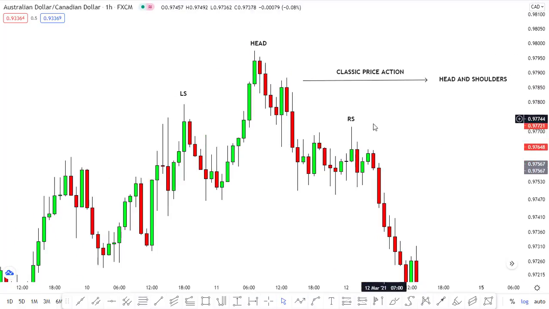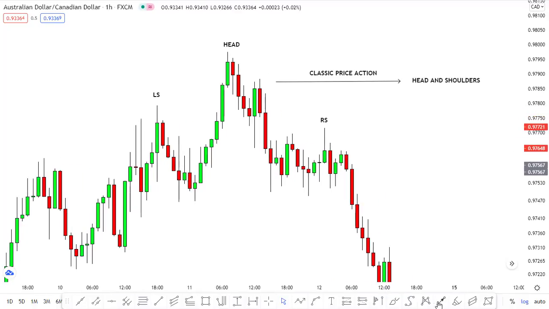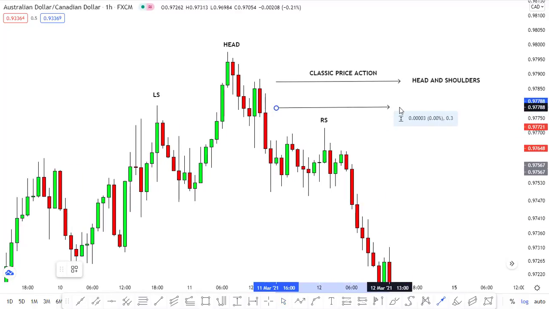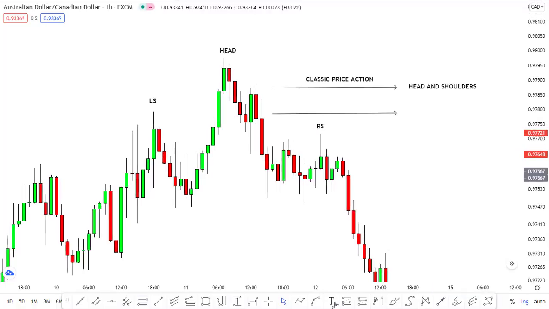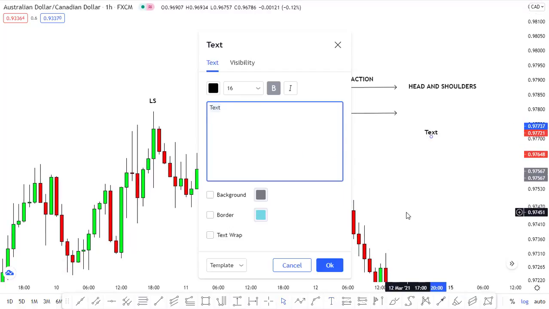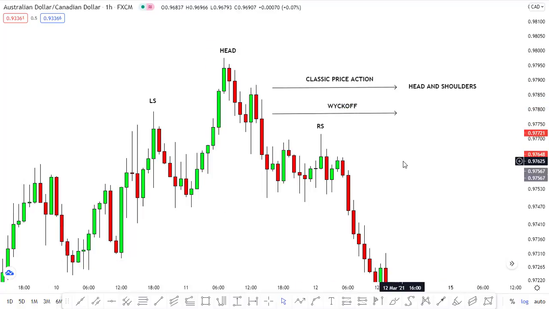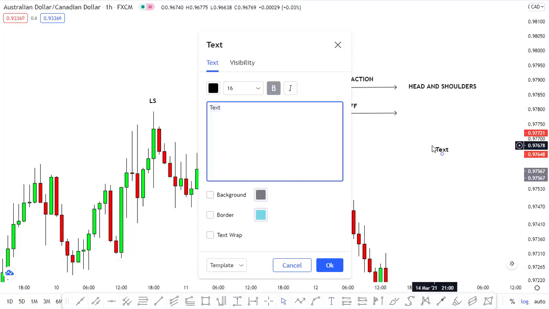What would be the other point of view about this move in the market? The other point of view is this: Wyckoff. Yeah, Wyckoff. And it is a distribution phase.